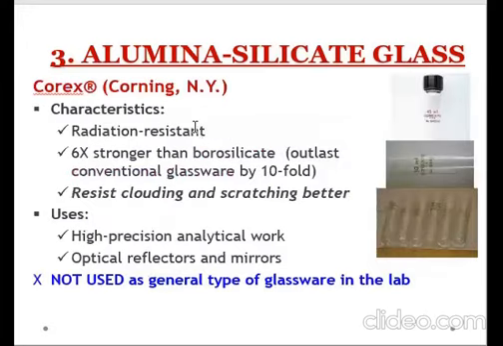Now, the most popular commercial brand for your aluminosilicate glass is called Corex. The characteristic of Corex, according to Henry, is that it is radiation resistant. It is 6 times stronger than your borosilicate and it can resist clouding. Ibig sabihin, yung glass na ito, kung sa colloquial term pa, hindi siya madaling mag-blur, hindi madaling mawala yung kanyang clarity. So it can resist clouding and it can also resist scratching.